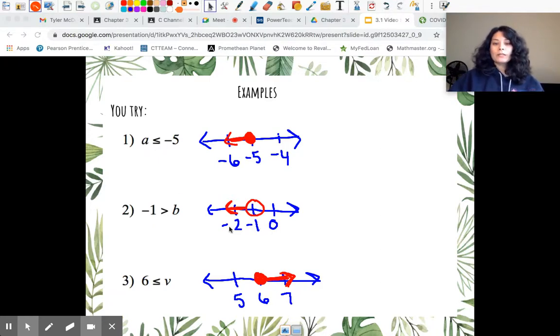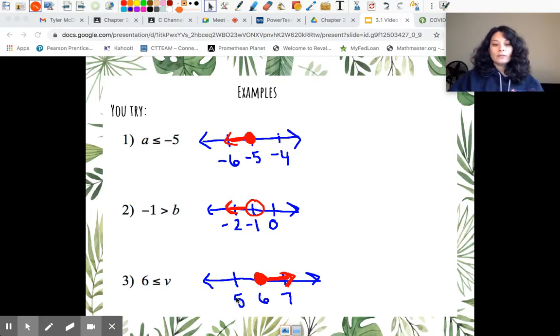Number 2, same thing with my number line. The numbers flow backwards. -1 is going to go somewhere in the middle. Open circle since there's no bar underneath our inequality. Shade left since B is less than -1. Always start with the variable first.